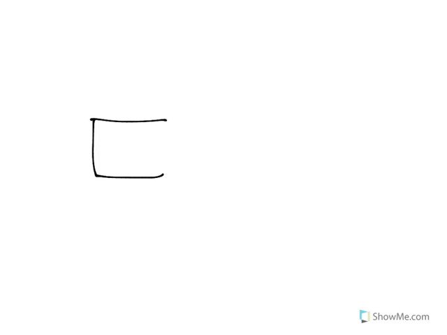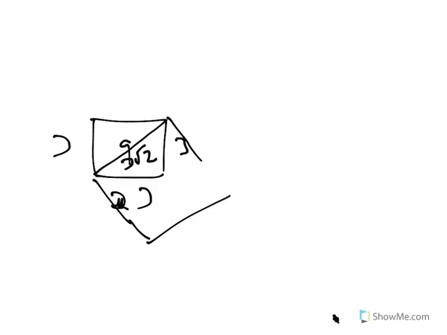If a square, like a 3 by 3 square, has area 9, and I draw a diagonal here, that diagonal's length will be 3 root 2. Now if I make a square on that, 3 root 2 squared is 18. So that new square is double the area of the old one.